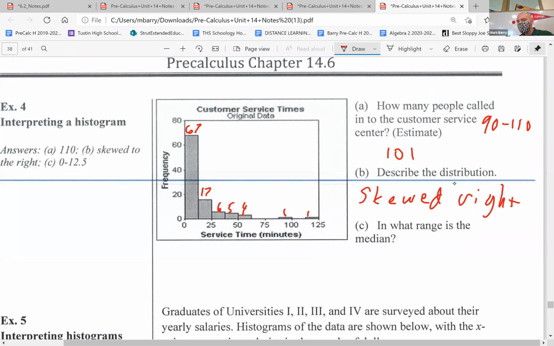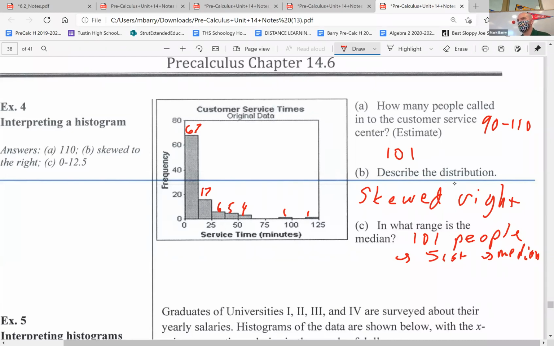All right, in what range is the median? Now, here's how I'm going to do this one. Let's say that there are 101 people. That would mean that the 50th person is the median, right? If I line them all up in a row, 101 people, the 50th person is the median, or maybe it's the 51st person. Either way, it actually doesn't matter. We're going to see in a minute here.